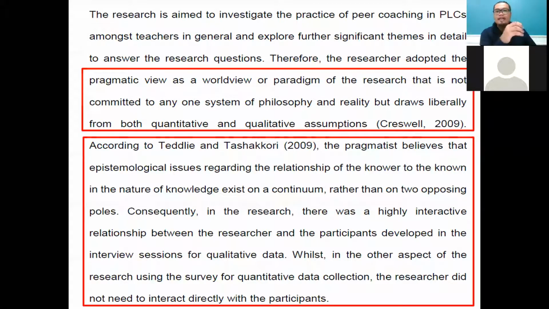So in this case, I highlight the philosophy. Generally, we have positivism for quantitative, interpretivism for qualitative, and pragmatism for mixed method. That's why they highlight that they adopted pragmatic views. Okay. Another one, Tetley and Tashakkori, also believe in pragmatism.